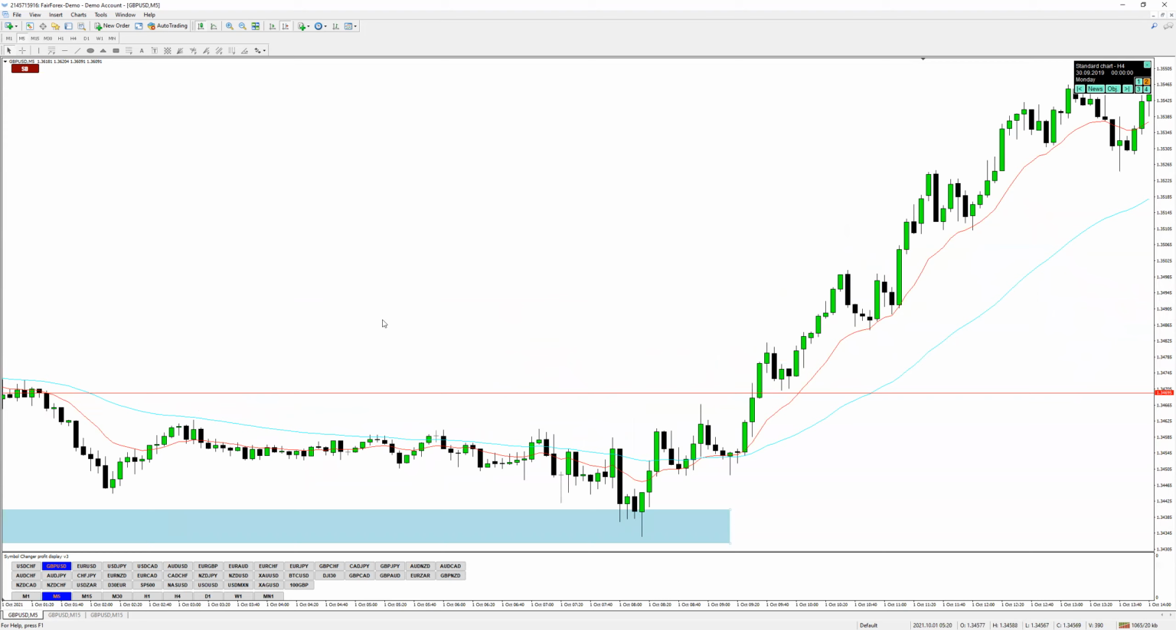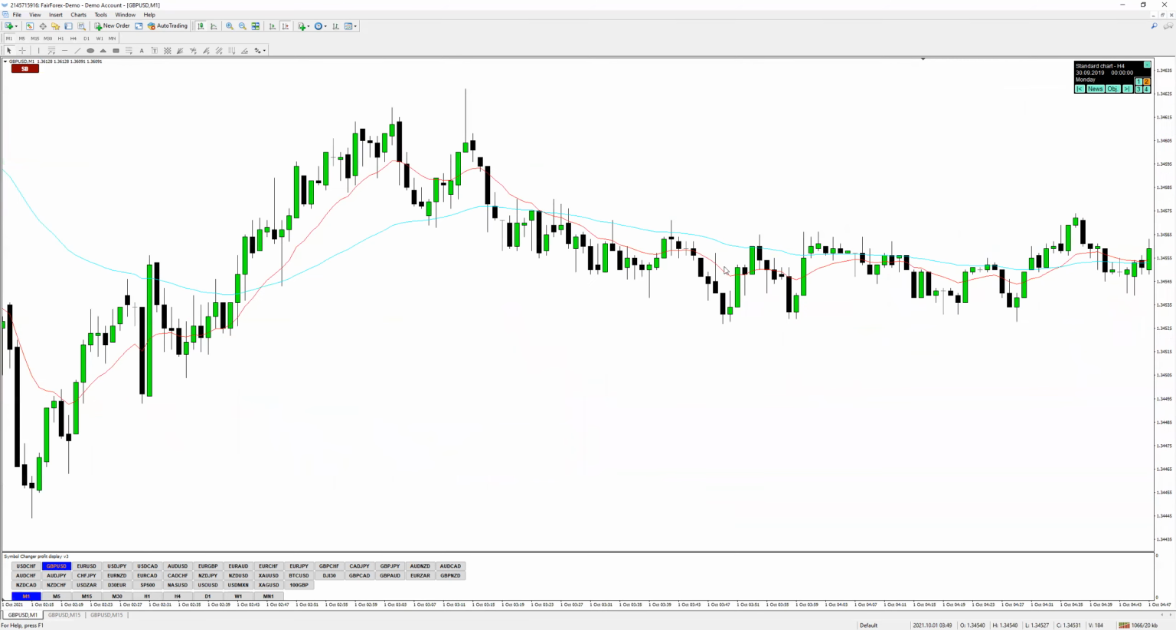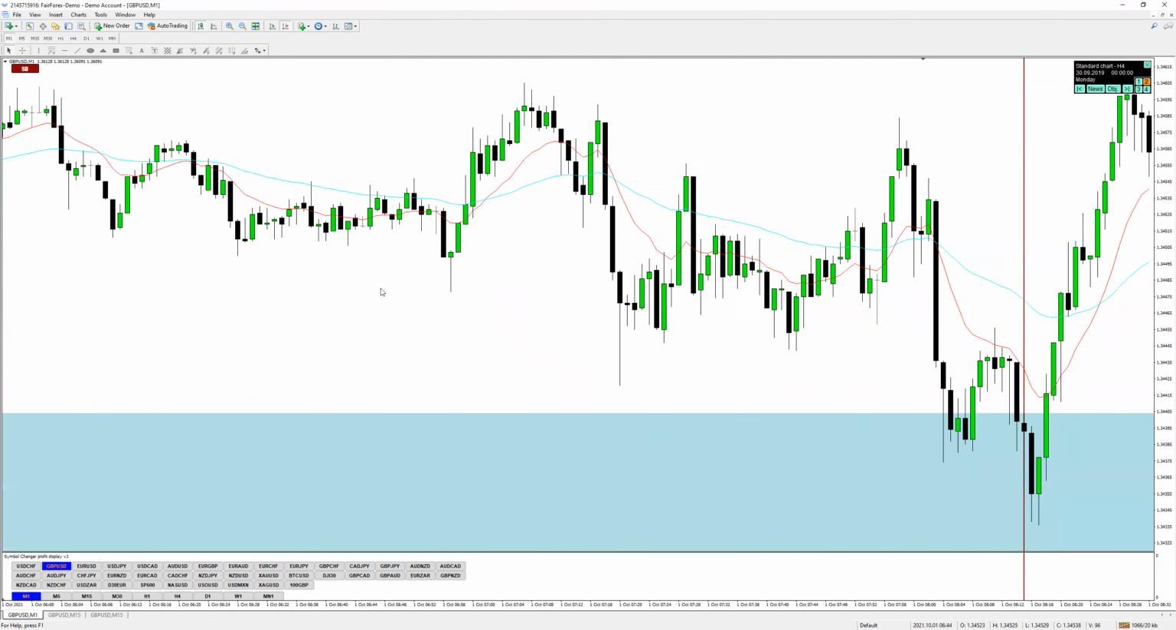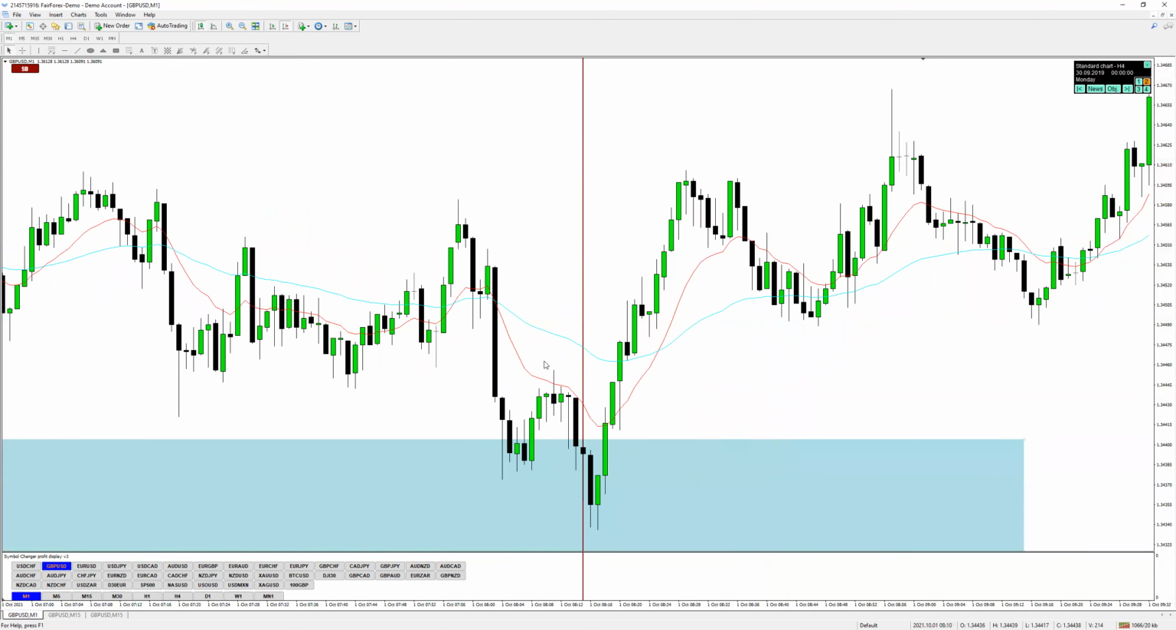When price tapped into this right here, how do you enter this trade? Well, I told you guys, how I would enter it, I do a confirmation on the 1 minute. So make sure you put your stop loss in that area. Here we go right here. So what did price do here? Price broke above this area here.